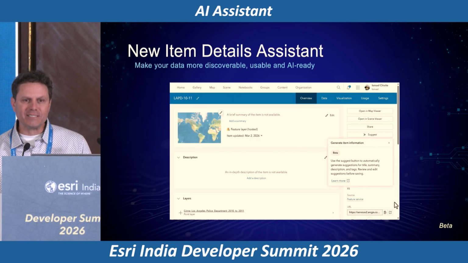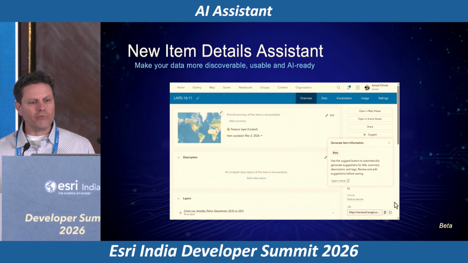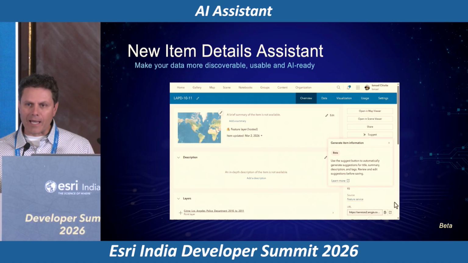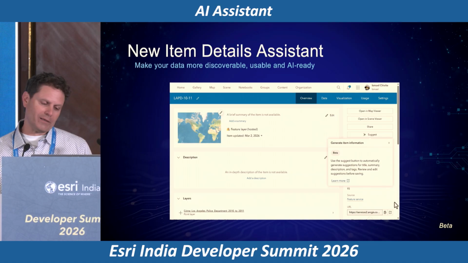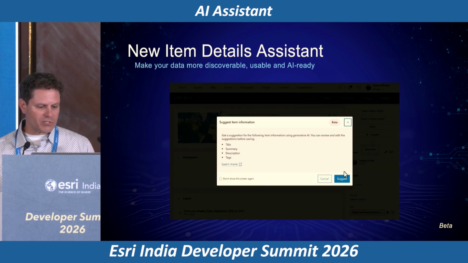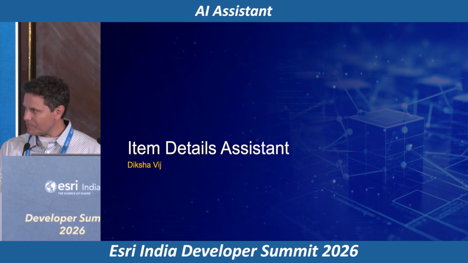It's called the Item Details Assistant. And the irony with this assistant is, in order for layers and items to participate in an effective way in an AI ecosystem, it needs good metadata. So what better than to use an AI assistant to create good metadata so that the item can participate much more effectively in an AI workflow. So in order to show us this new assistant, I'll hand it right back over to Diksha for another demonstration.